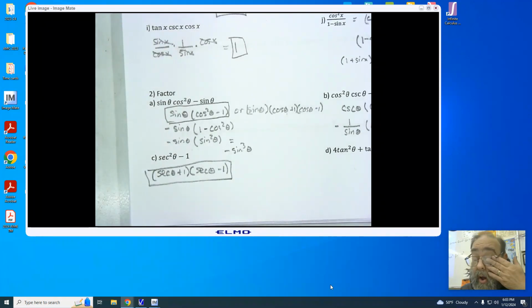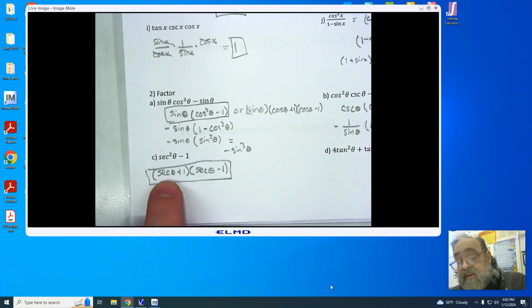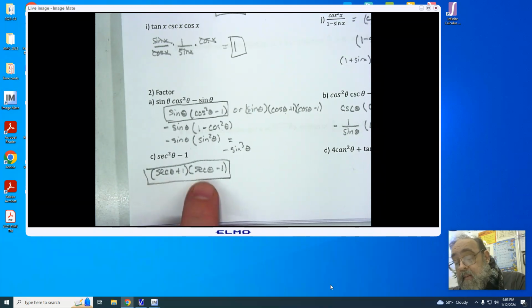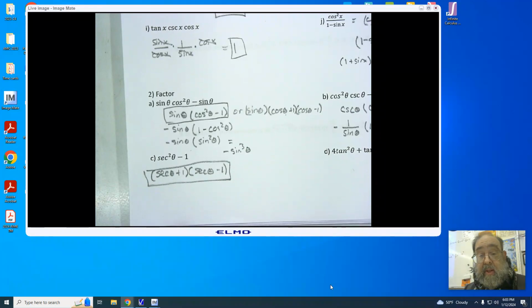Once again, all they were asking me to do was factor. I could always continue to manipulate this and put it into terms of cosine. To do that, I would replace the secant of theta with 1 over cosine and get a common denominator. Same with the secant of theta here and get 1 over cosine minus 1. I would get the common denominator, and things can possibly cancel or create new identities.